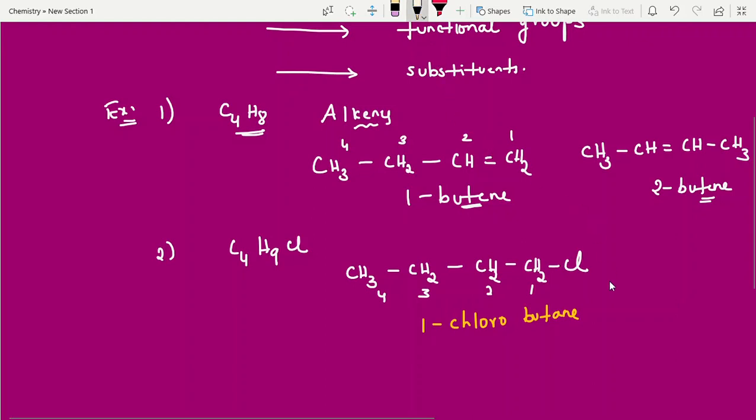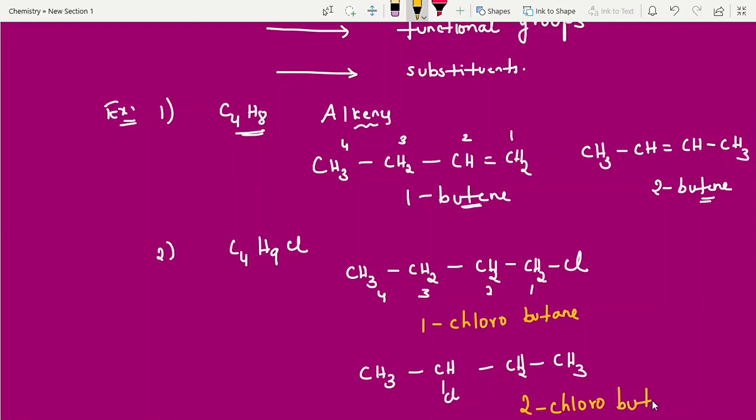Okay, let me complete this one. With this molecular formula, you can write another one. What do we call this, students? Yes, 2-chlorobutane. 1-chlorobutane, 2-chlorobutane. But the root word is no change. The chain is not changing. Here first position chloro, second position chloro. 1-chloro, 2-chloro. That's all. Within a second we will get the answer. So that is positional isomerism. Clear? Hope everybody understood this.